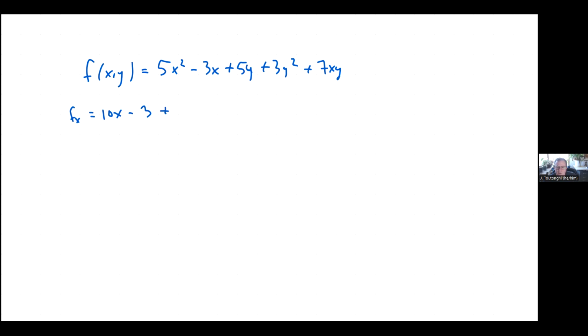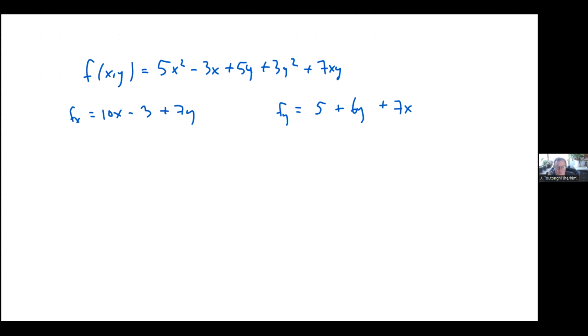And the partial derivative with respect to y: the derivative of 5x squared will be 0, negative 3x will be 0, 5y will be 5 plus 6y, and again here the 7x, x is a constant, times y, so we get plus 7x. Then I'm going to go ahead and take my second partials.